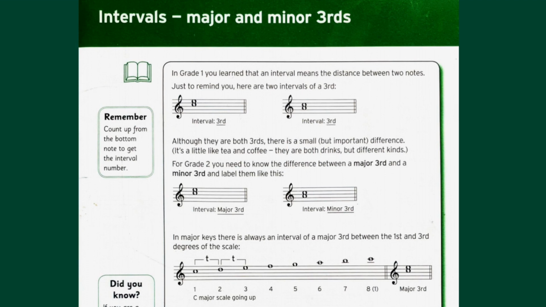So if you take, for example, a major third will have 4 semitones apart from each other, and a minor third will have one less semitone from that number, which means 3 semitones apart from each other. So there's a slight difference between the two. It's like tea and coffee. They are both drinks but different kinds.